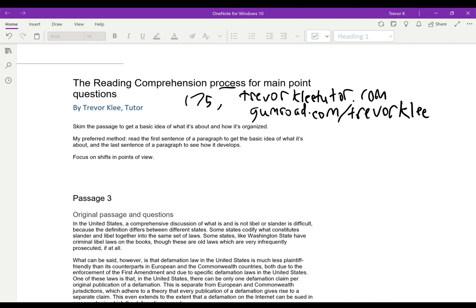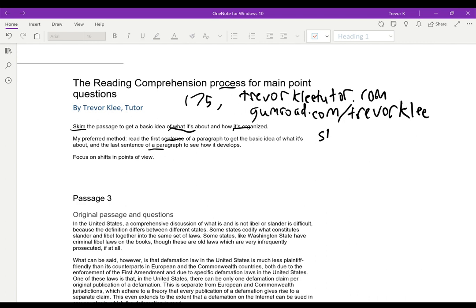So I start every reading comprehension passage the same way, by skimming. I want to get a basic idea of what the passage is about and how it's organized. So, in other words, basically, a couple sentences that might explain what the passage says and then what each paragraph says. Now, my preferred method for doing this is I read the first sentence of the paragraph to get the basic idea of what it's about, and the last sentence of the paragraph to see how it develops.